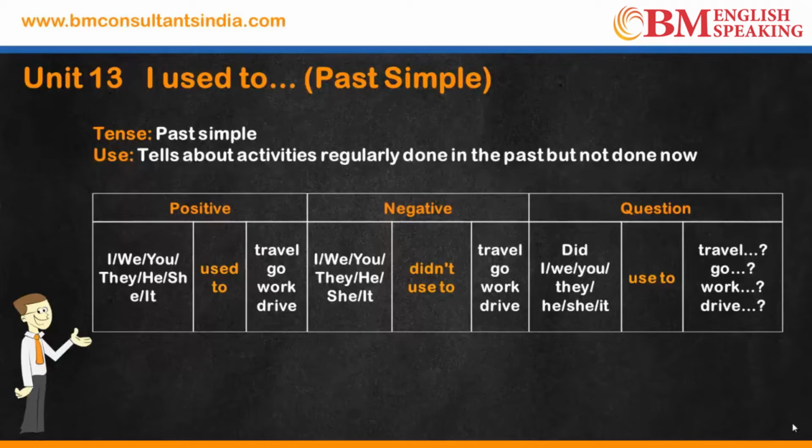अगर हमको क्वेश्चन फॉर्म करना है used to के साथ तो हम did पहले यूज करेंगे, उसके बाद I, we, you, they, he, she, it और उसके बाद used to और उसके बाद क्रिया. Did I used to go? Did we used to go? Did you used to go? Did they used to go? Did he used to go? Did she used to go? Did it work fine?